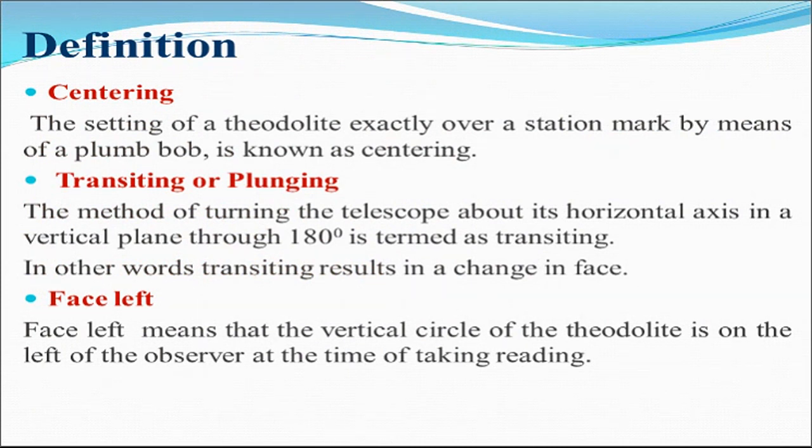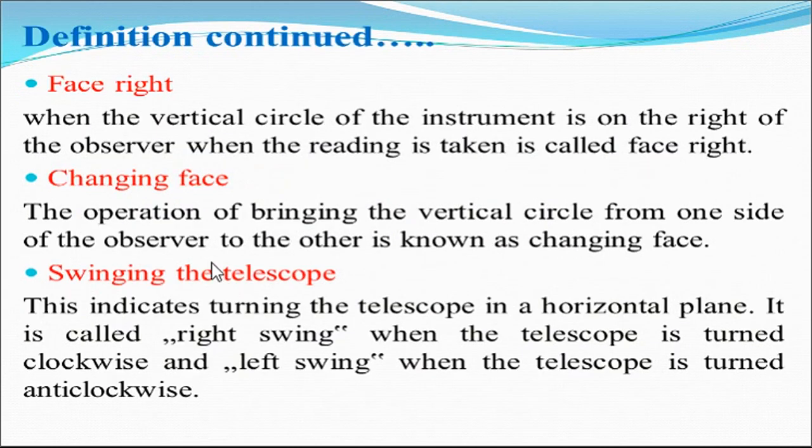Face left, we have seen, is when the vertical circle is on the left of the observer. Similarly, face right is when the vertical circle of the instrument is on the right of the observer. Now changing face: the operation of bringing the vertical circle from one side of the observer to the other side is known as changing face. We have seen that is face left and face right. The process is known as changing face.